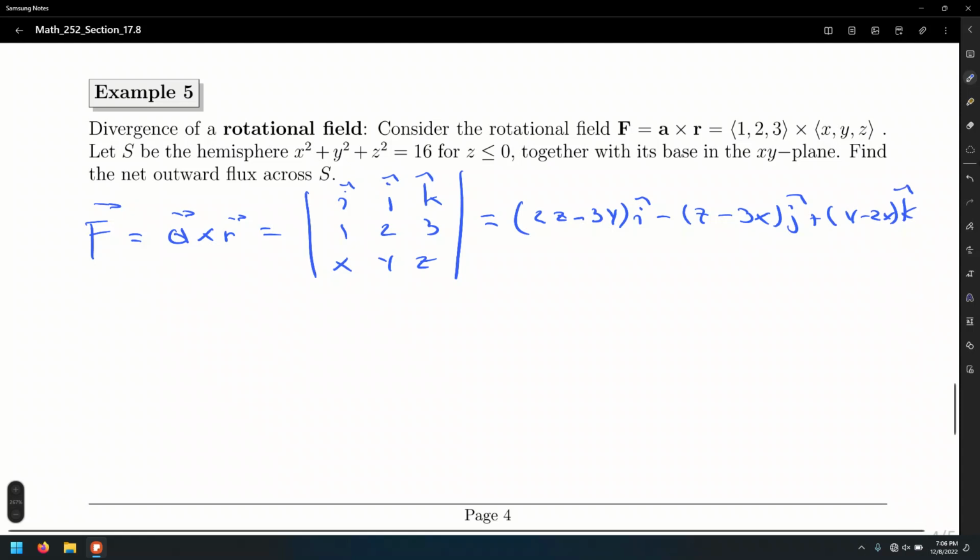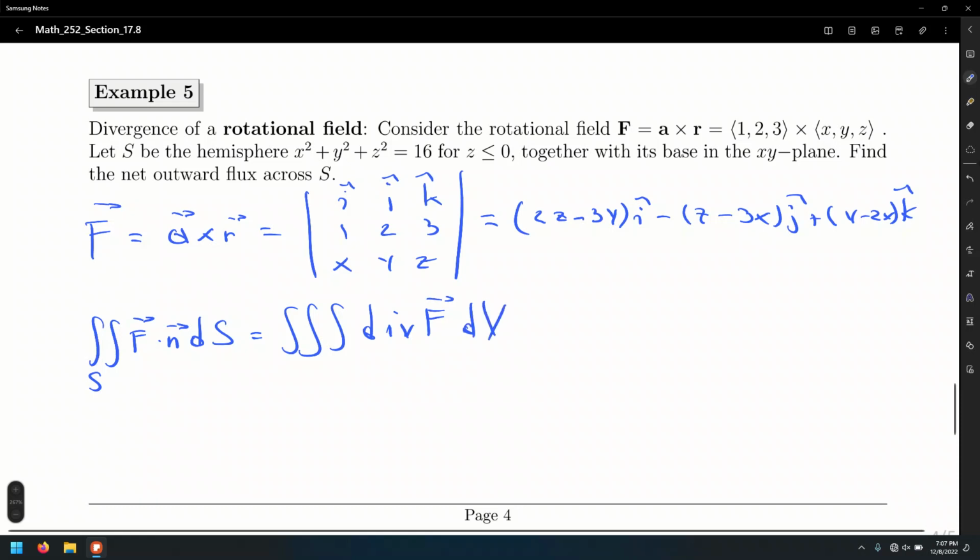So from here, to find the net outward flux, we need to evaluate this triple integral of the divergence, right? That is, the flux through the surface, which instead we're going to evaluate by the triple integral of the divergence. Let's find out what the divergence of this vector field is.